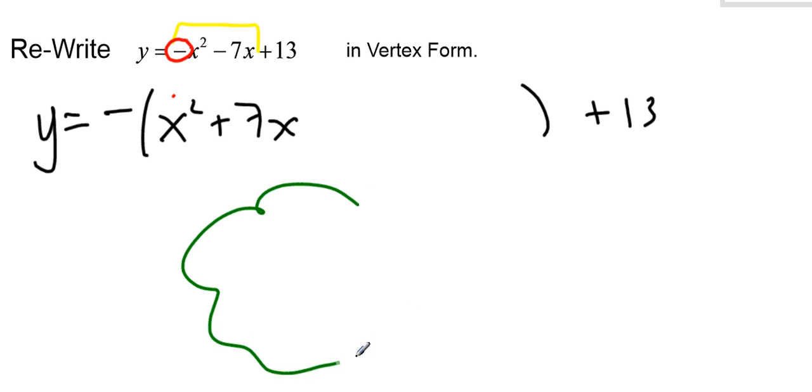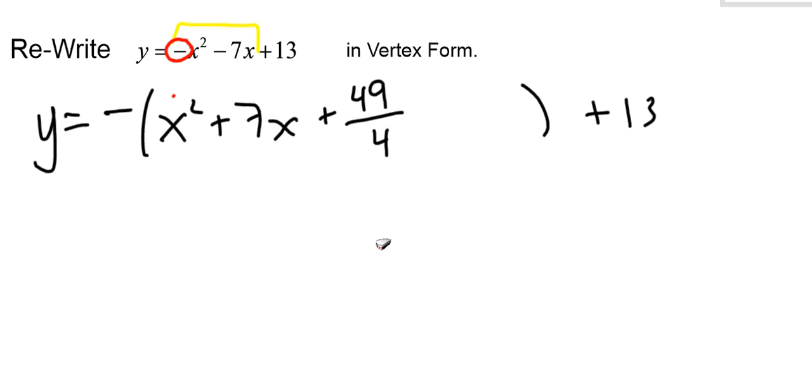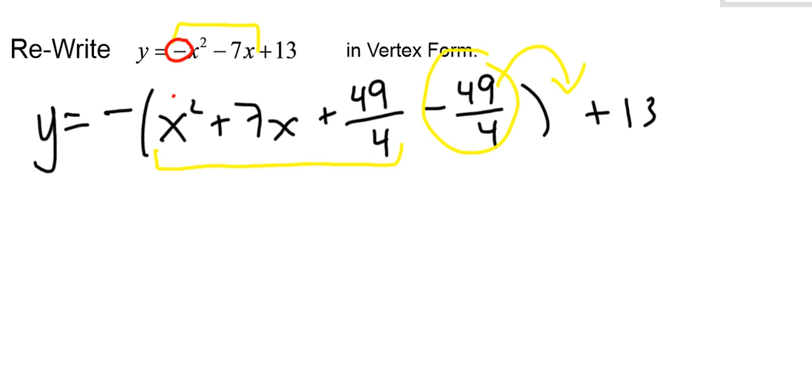So let me use my brain this time. Half of 7 is 7 over 2. 7 over 2 squared, well, 7 squared is 49. 2 squared is 4. So that's the number I have to add to create a perfect square trinomial. And of course, if I add it, I also have to subtract it. So here's my perfect square trinomial. And here's the thing I need to get rid of by moving it out of the bracket. And remember, that bracket says multiply by -1. So that's exactly what I'm going to do in my next step.